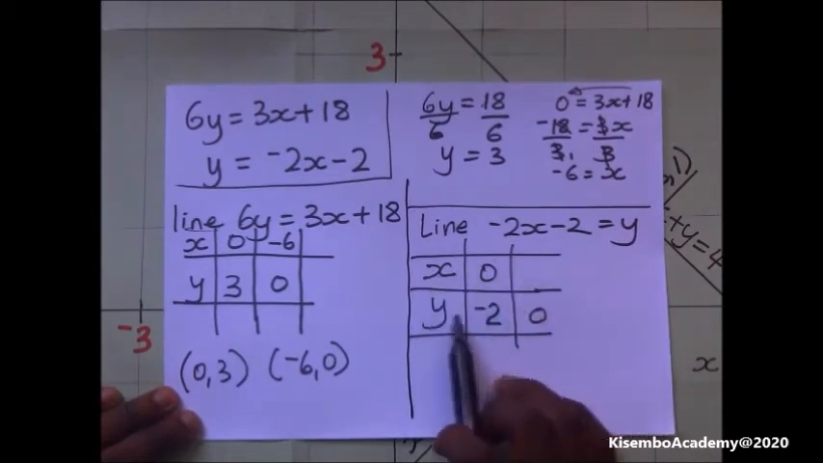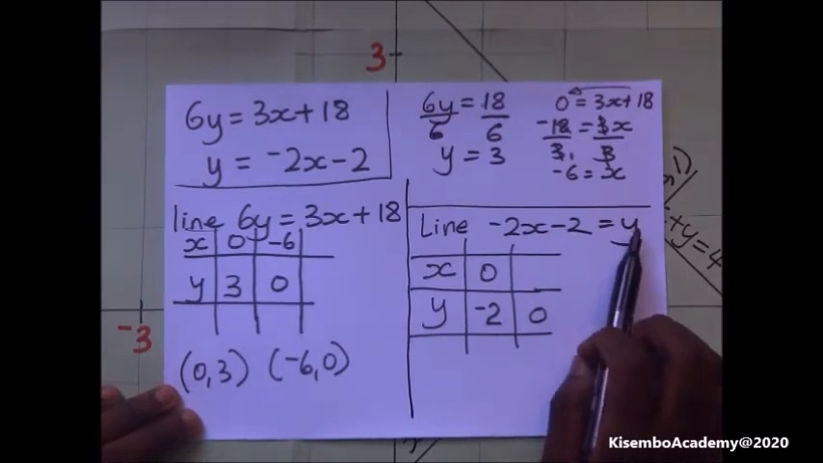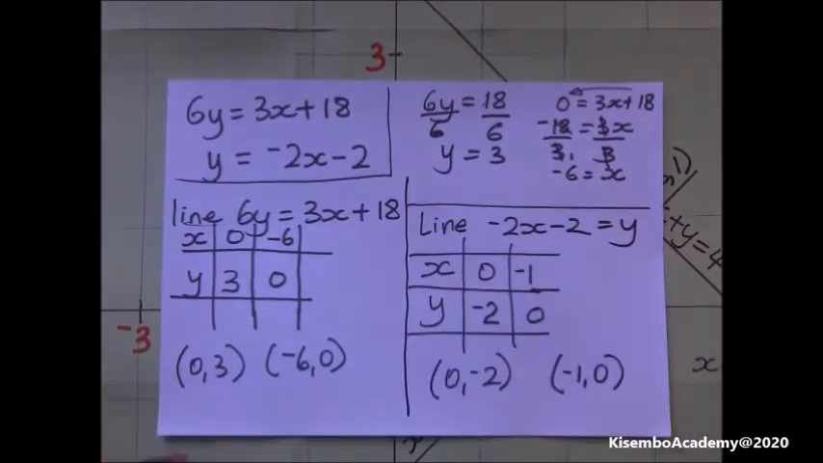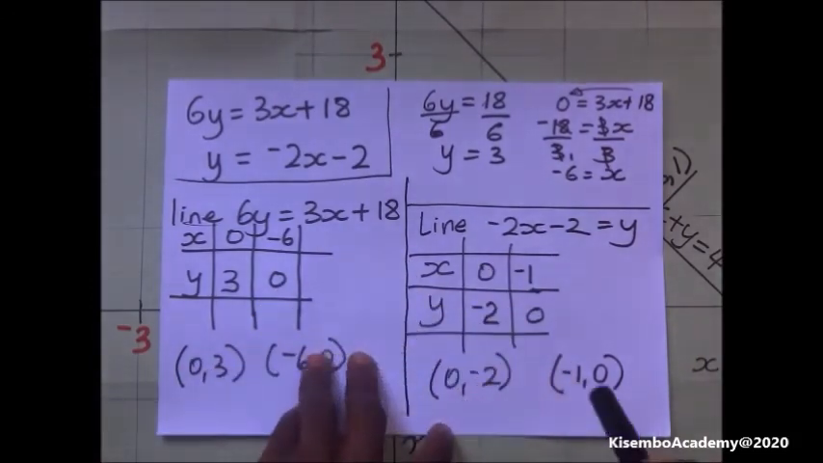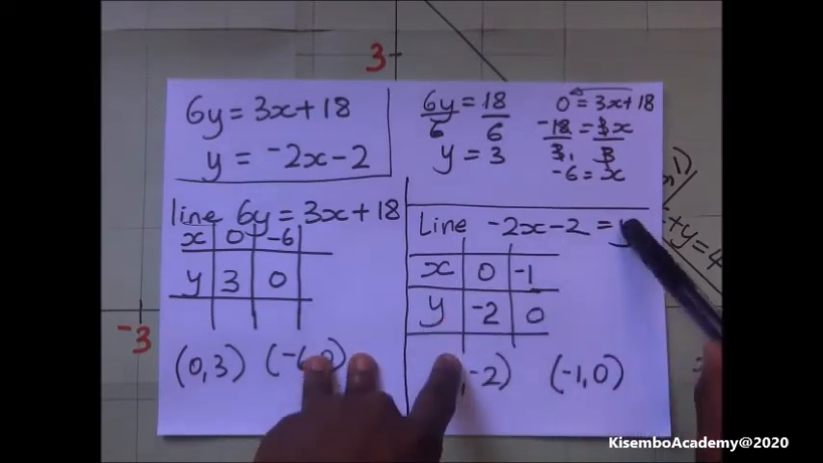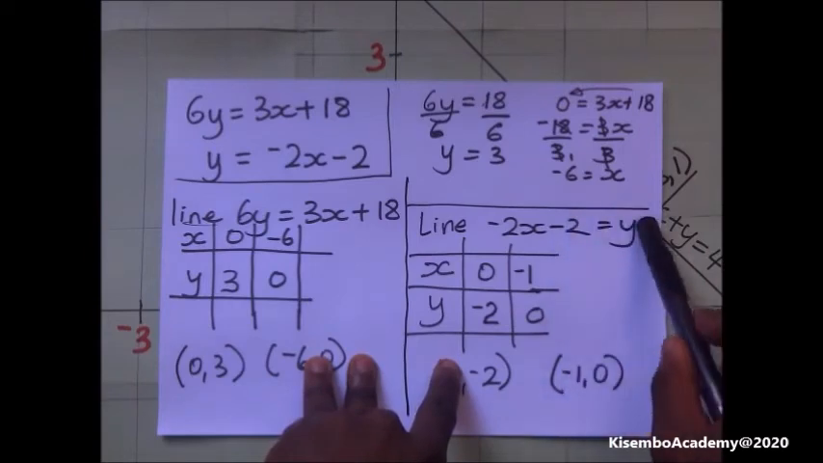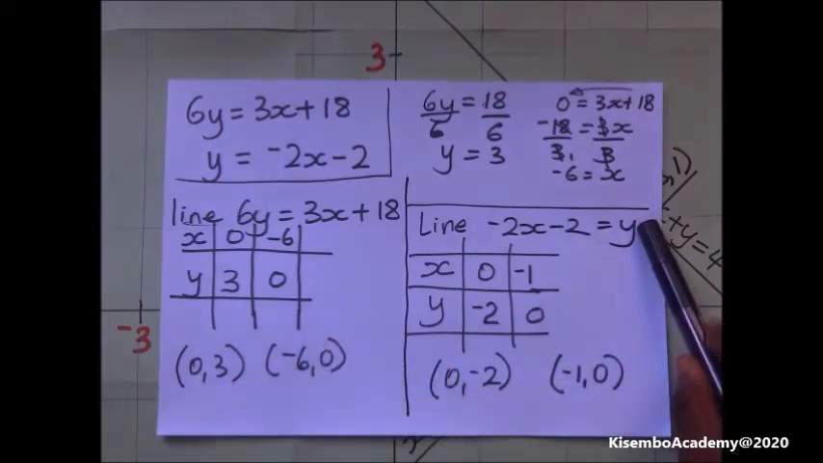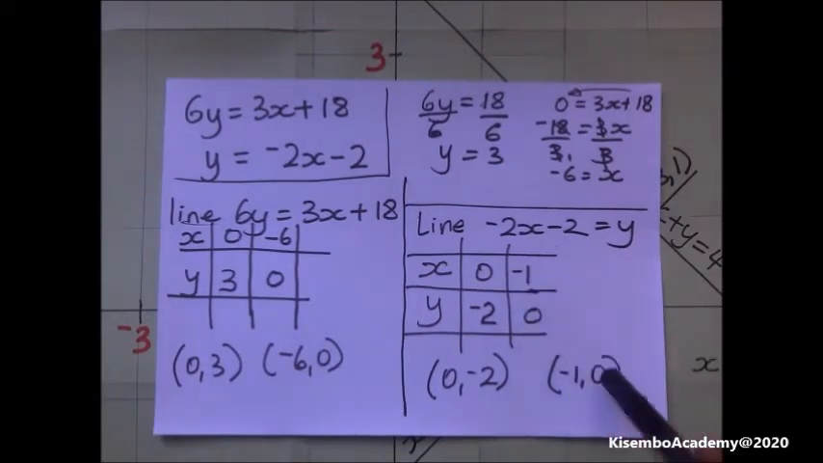Likewise, if our value of y is 0, our coordinates are going to become (-1, 0). Because when y is 0, this negative 2 will cross to that side. When you divide both sides by negative 2, we shall have a value of x as -1. So we go ahead and plot them.